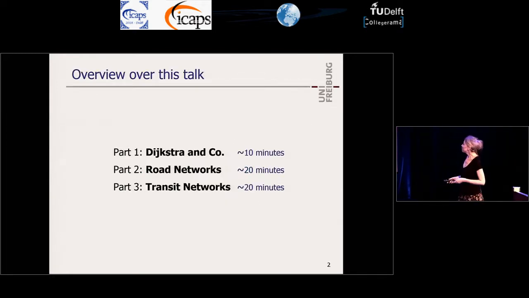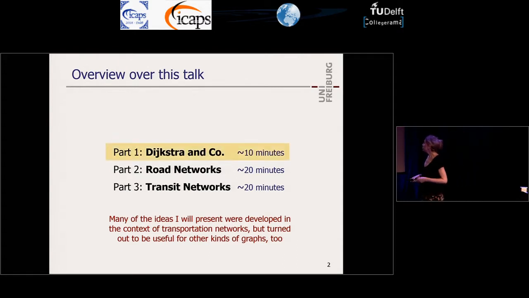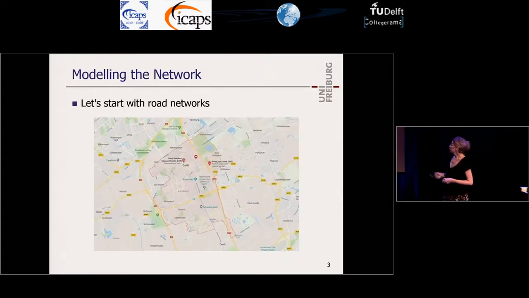This is the overview. Most of the ideas I will present today were developed in the context of transportation networks, road networks and transit networks, but they turned out to be useful for other kinds of graphs, which maybe you find more useful too. So let's start with the basics. Part one. Let's start with road networks.